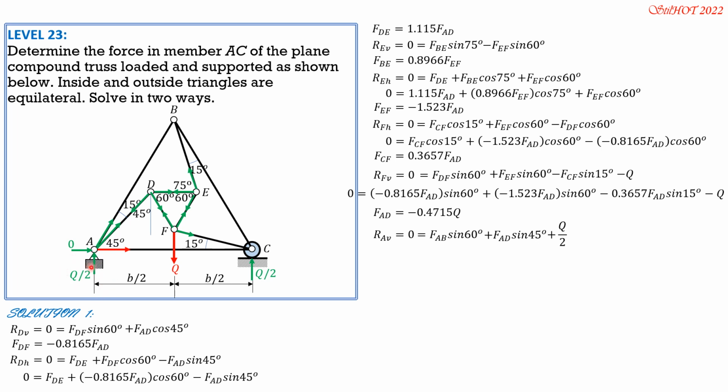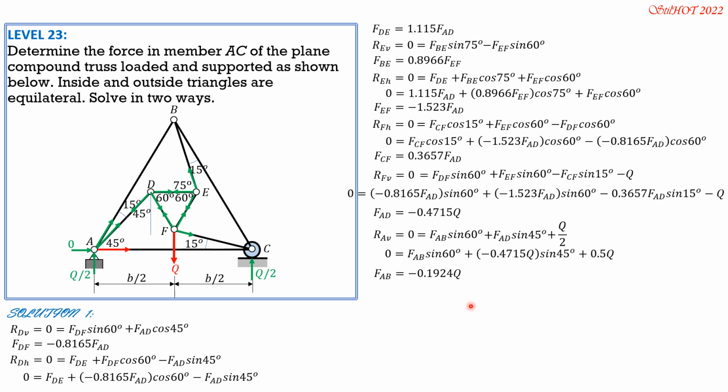Then plus Q over 2. So substitute the value of FAD, which is negative 0.4715Q. Then we can now solve FAB in terms of Q. So negative 0.4715Q sine 45 plus 0.5Q. Q over 2 is 0.5Q. So FAB therefore is positive 0.4715Q sine 45 to the left minus 0.5Q divided by sine 60. So FAB is negative 0.1924 of Q.